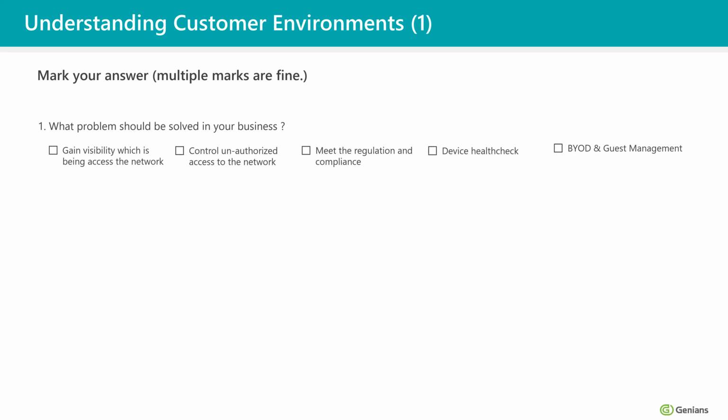First question, what problem should be solved in your business? I prepared 5 cases which can be a problem without a NAC solution. First one, the lack of visibility into who is accessing the network. Second, the lack of control over unauthorized access to the network. Third one, the lack of meeting regulation and compliance.